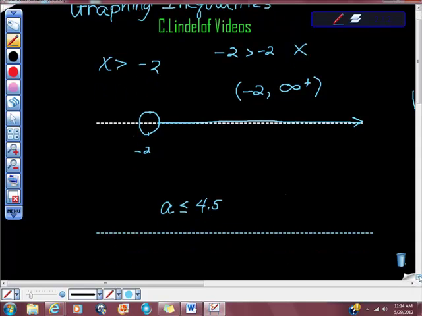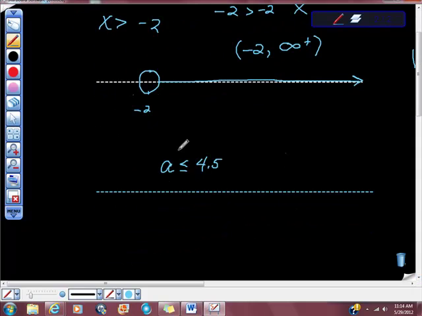So let's try to get through example 2 and be done with this. Here's a different example, and it says here that a is less than or equal to 4.5. So where's 4.5? It's right here. So this is our 4.5. We want the area that is less than that, so that's this over here.